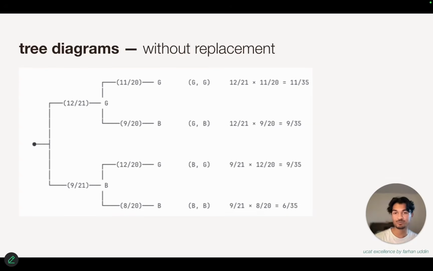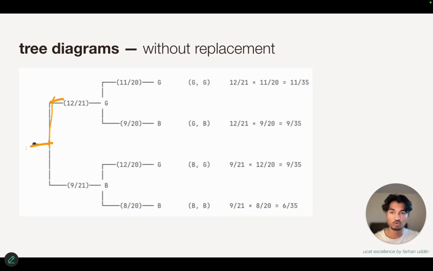Without replacement is where it gets a bit trickier, because this time the probabilities change. So for example, let's just say we've got green and blue marbles in our box this time. We've got 21 marbles, 12 of them are green and 9 of them are blue. So the way we draw this out is starting at the node, blue and green, and then the probability somewhere along the line. Cool. So let's follow this pathway for now.